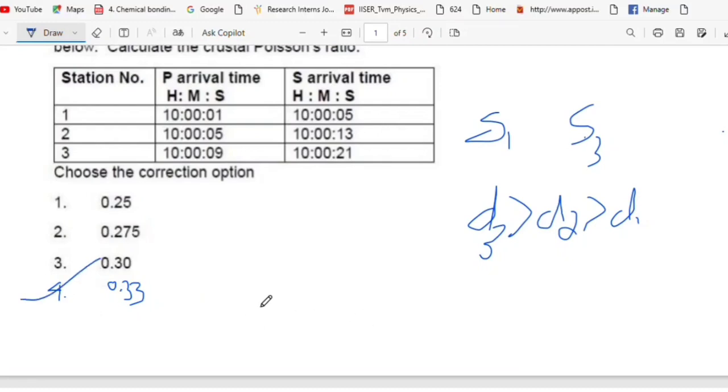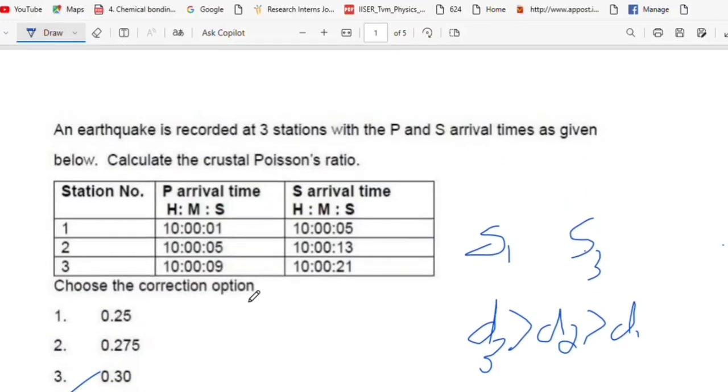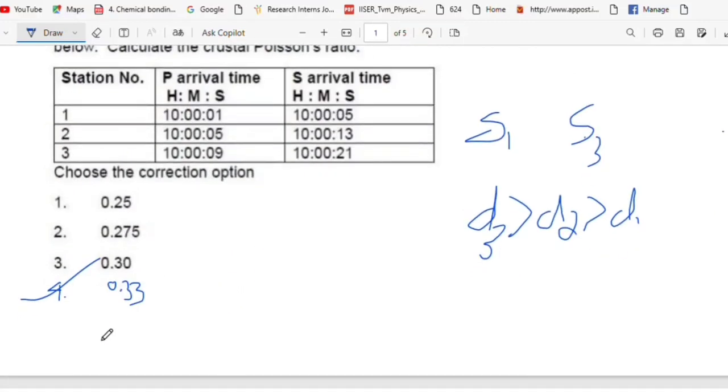From this question, we can get a general piece of information: if the velocity of the P wave is 2 times the velocity of the S wave, then the Poisson ratio will always be a constant, that is 0.33. Always remember that if the velocity of the P wave is 2 times that of the S wave, then the Poisson ratio will always be 0.33. It's a constant value. Okay, thank you.